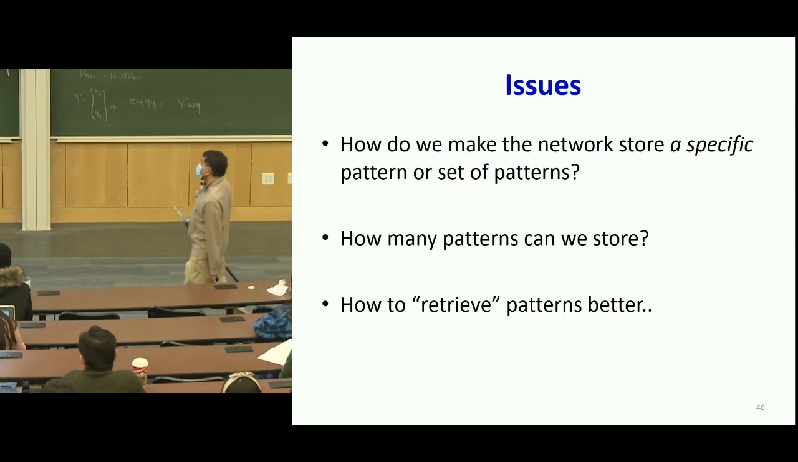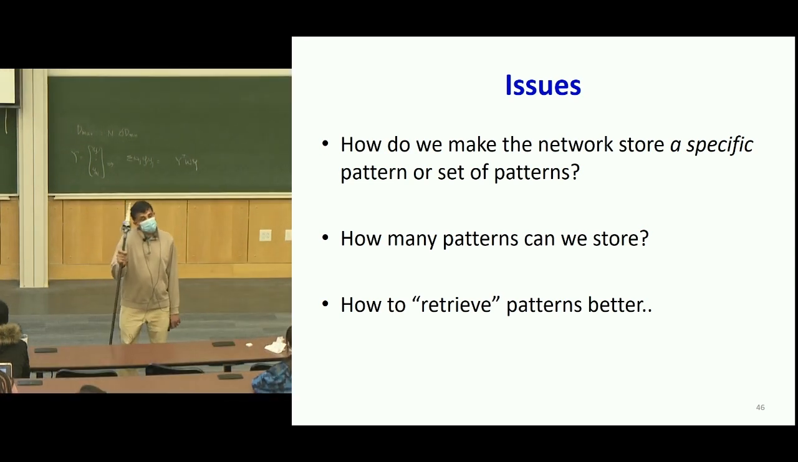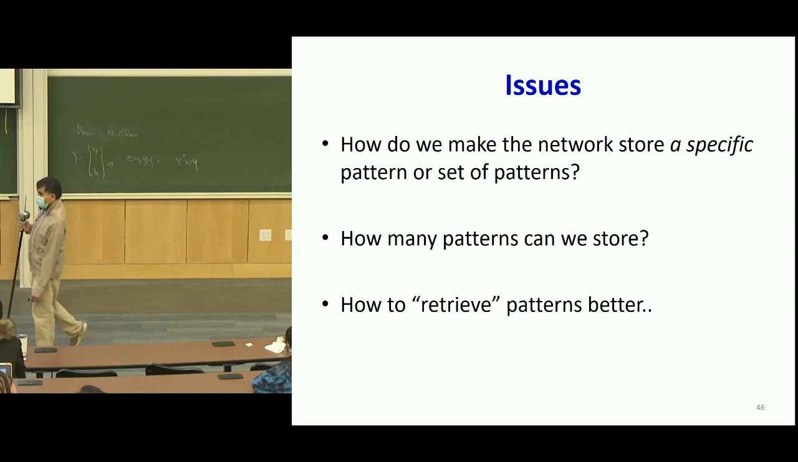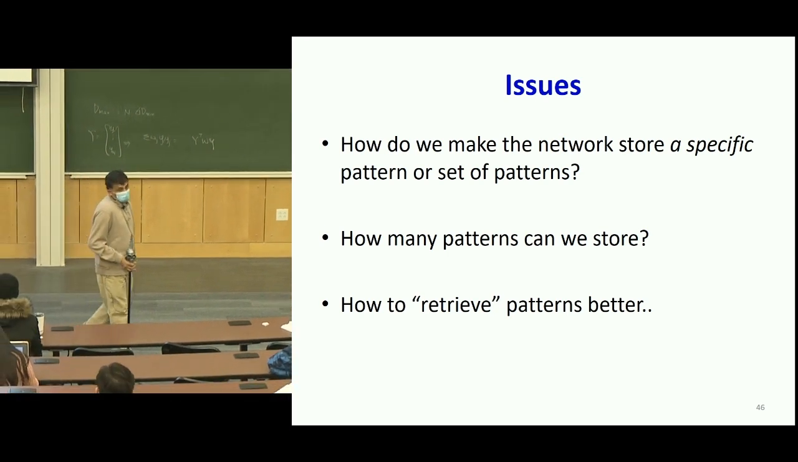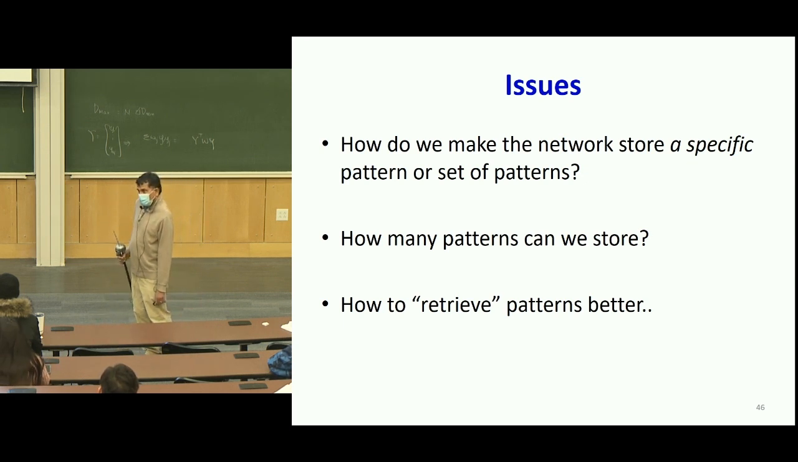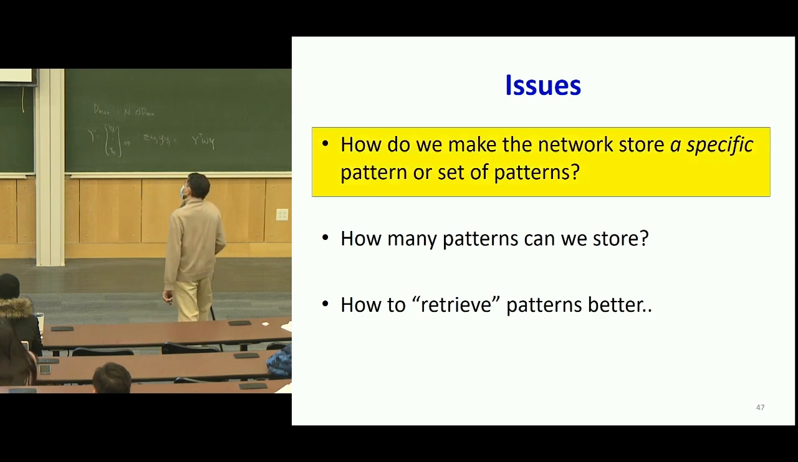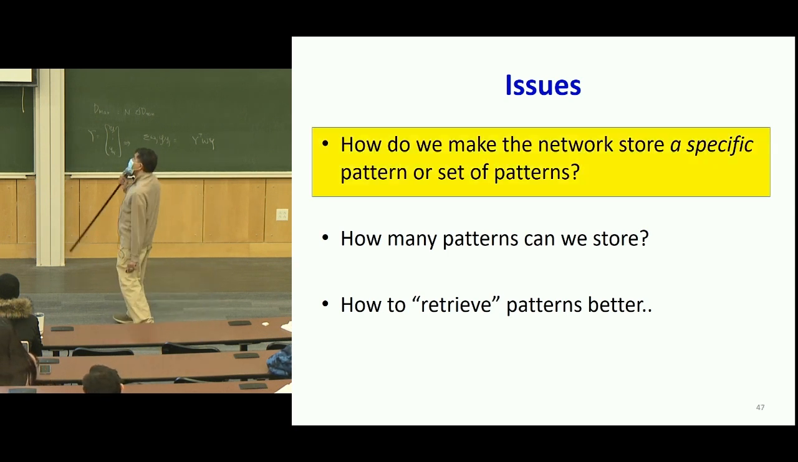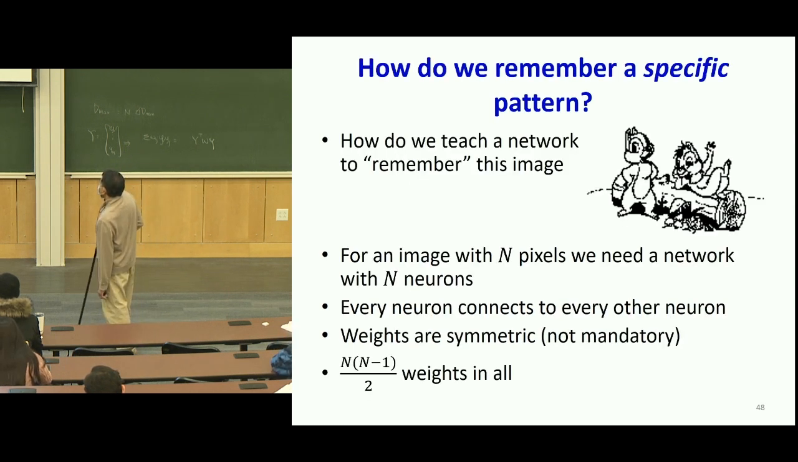So our question is, how do we make the network store a specific set of memories? How do I make the network remember something very specific? And how many such things can it remember? You can't remember an infinity of patterns using just one network, right? And how do we optimize the retrieval and storage of these memories? So let's take a look at this first question first. How do you make the network store a specific pattern or a specific set of patterns?